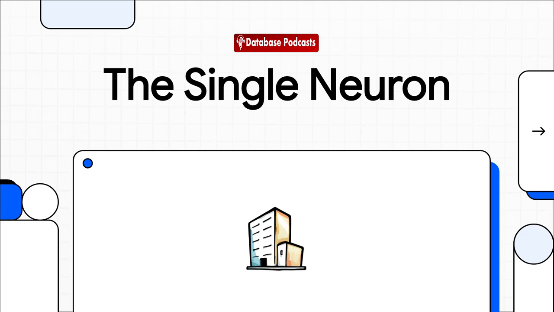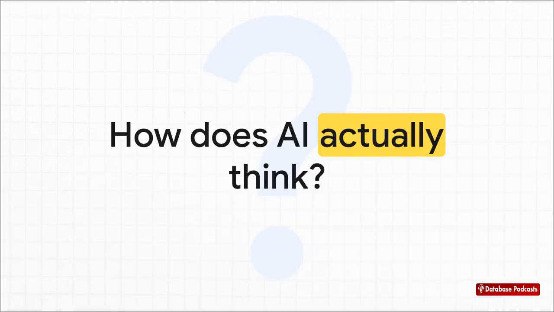All right, let's get right into it. Today, we're going to the absolute core of artificial intelligence. We're going to break down the single most important building block of any neural network you can think of, the single neuron.